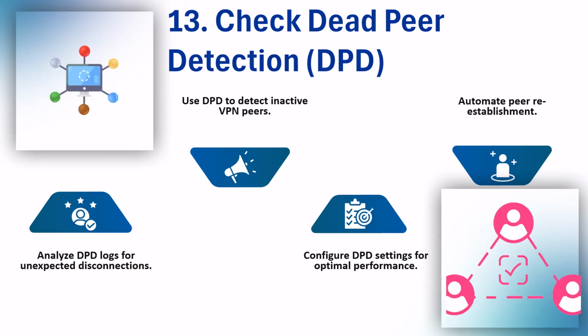Dead peer detection. Sounds dramatic, doesn't it? It's like checking if our VPN buddy is still alive. If a peer goes silent, DPD nudges it back into action. Logs help us see what went wrong. Was it a simple timeout or a full-blown network tragedy? Configuring DPD right ensures smooth connectivity, because no one likes a ghosted connection.